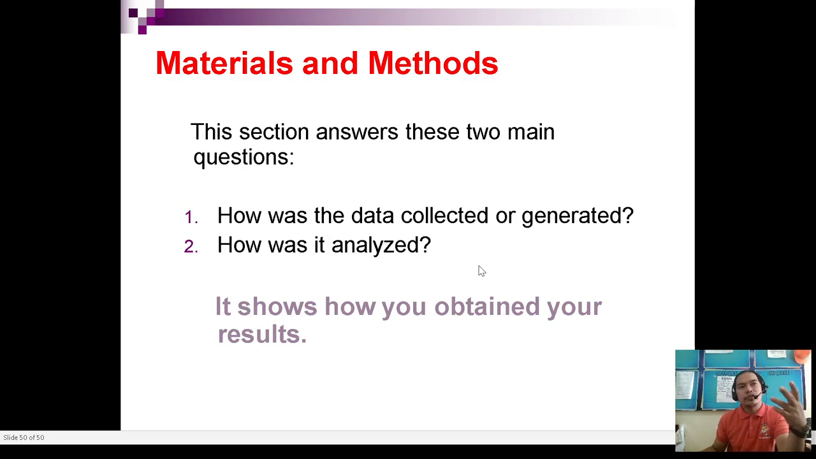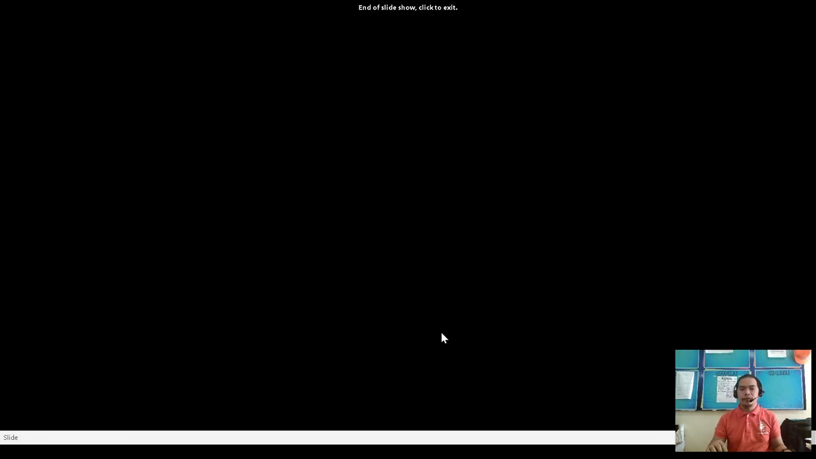So what is used in generating data? What is used in the treatment of the data, like use of averages, mean, use of t-test, or use of ANOVA, as to analysis of your data. So in general, methods show how you obtained your results. Okay.